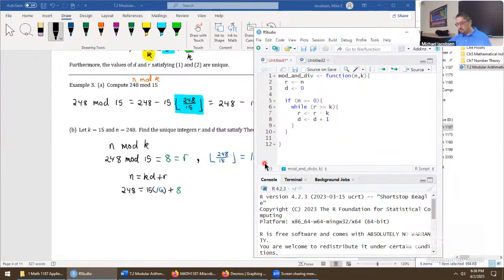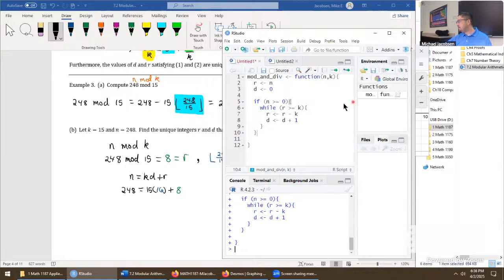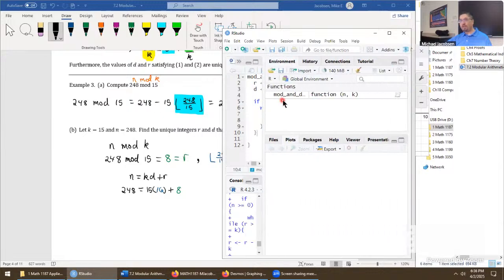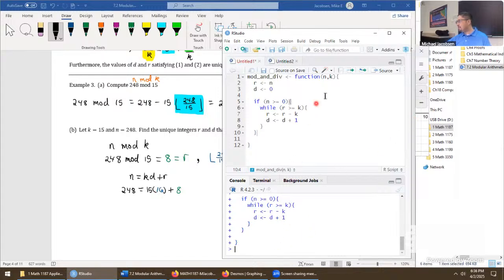So I'm hitting Control A, Control Enter to run all the syntax. We should have a new function called mod_mdiv. There it is. We have a mod_mdiv function now defined in the environment. And to see if this actually runs as intended, let's call mod and div, pass to it, let's see, it's got to be n and k. Thankfully, that's n mod k. So 248, 15.